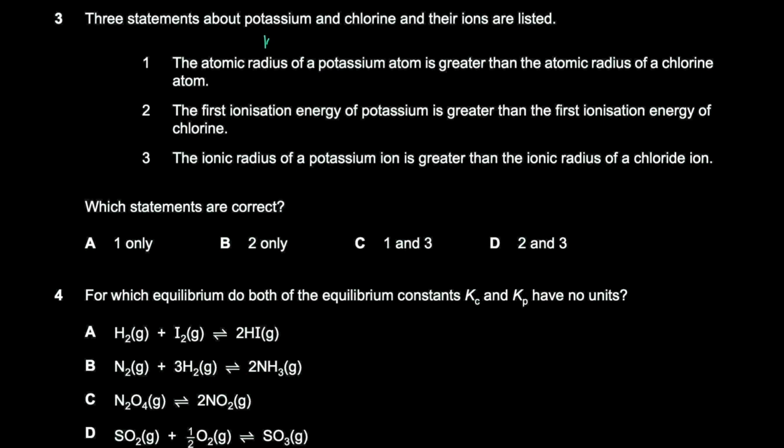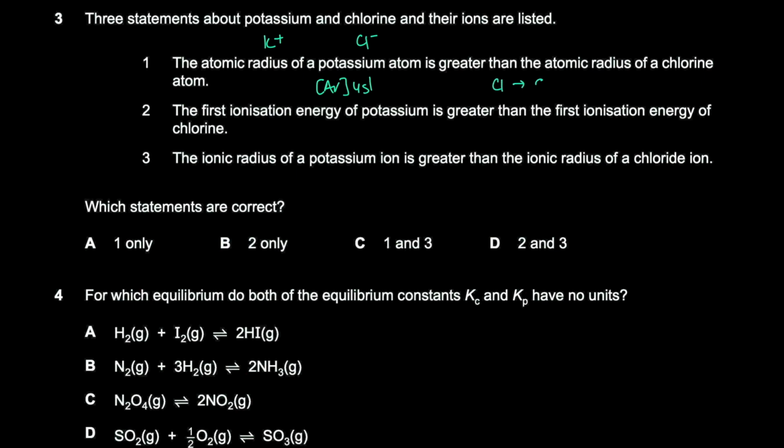Three statements about potassium and chlorine and their ions are listed. So the ion for potassium is K+, the ion for chlorine is Cl-. Which statements are correct? So the first statement says the atomic radius of a potassium atom is greater than the atomic radius of a chlorine atom. Now a potassium atom is argon and then 4s1.